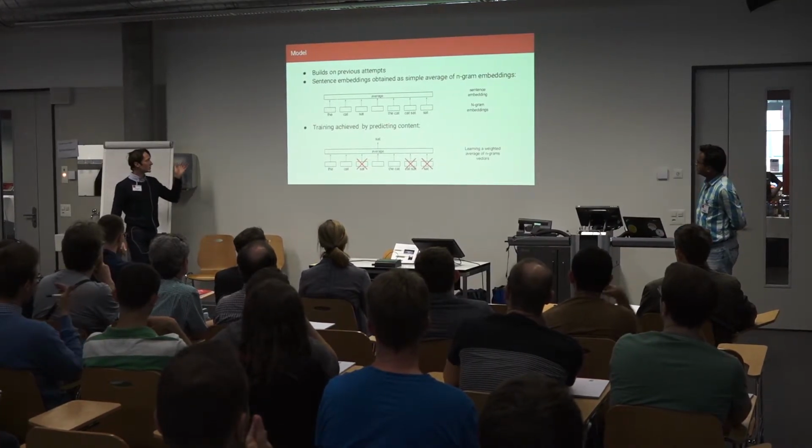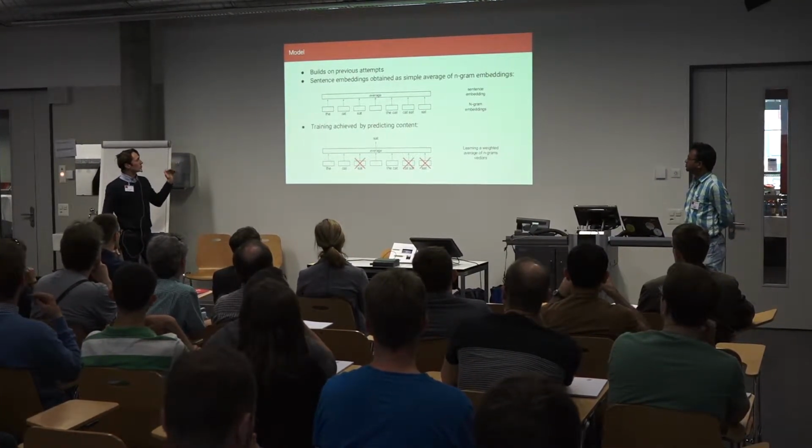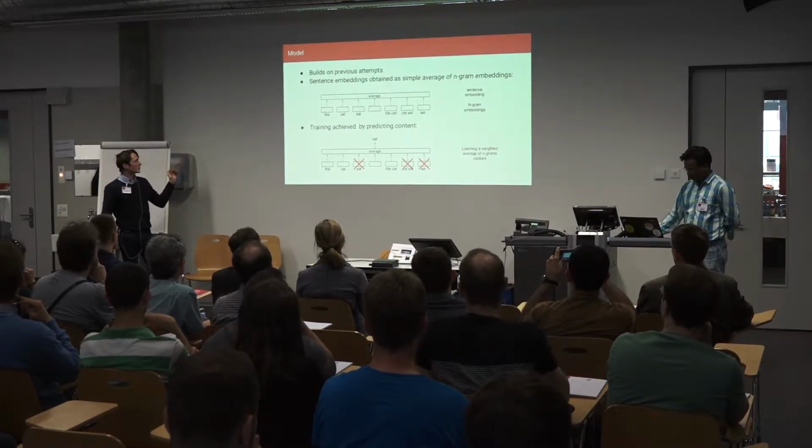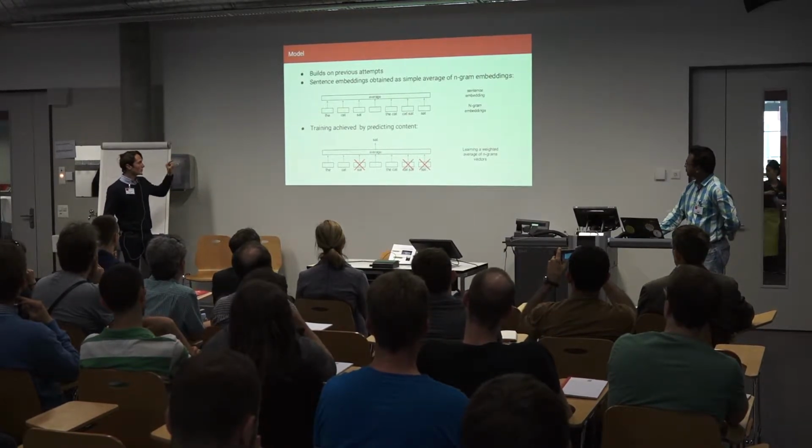So what we are doing here is very similar. We are just doing the average of all the n-grams in the sentence. So in this case, we're doing the average of all the unigrams plus all the bigrams.